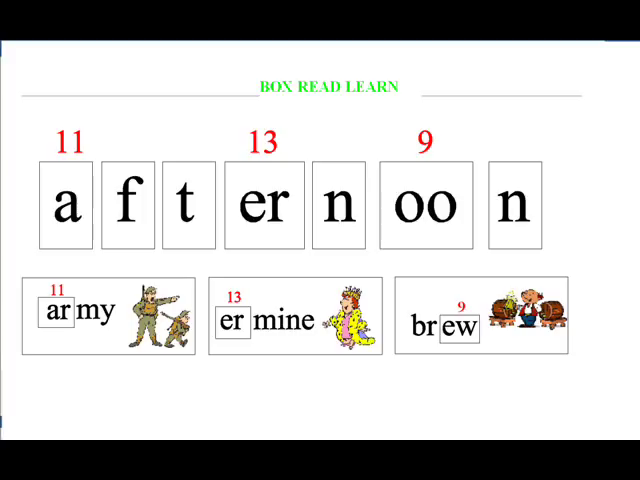Now moving along the line to the next word, you will see the number 11, and this number represents the sound R, as in the word army, shown in the little picture below. And the number 13 represents the sound as in the word ermine, shown below. And the number 9 represents the sound oo, as in the word brew, shown in the little picture below. Now, reading out loud so that you can recognise the sounds, and reading from left to right, we have A, F, Af, T, after. N, oo, nu, n, noon. Afternoon, afternoon.